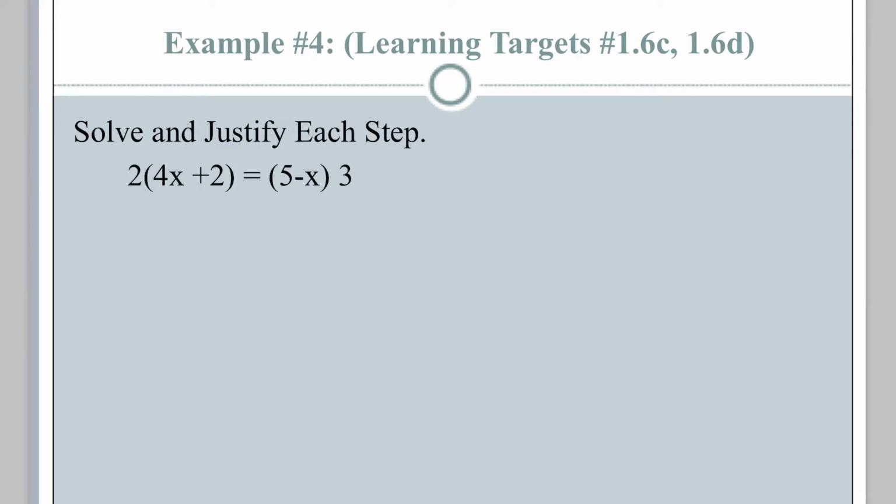Solve and justify each step. Hit pause, work through the example, justify each step in the process, and once you finish, hit play and we'll work through it together.